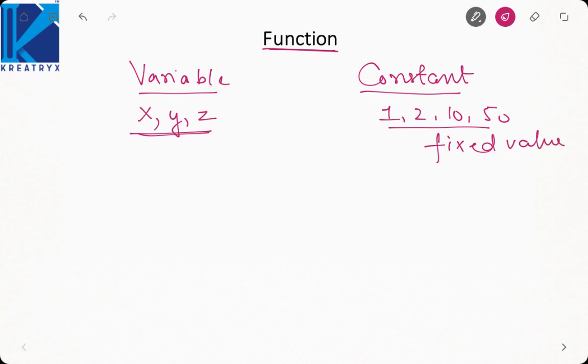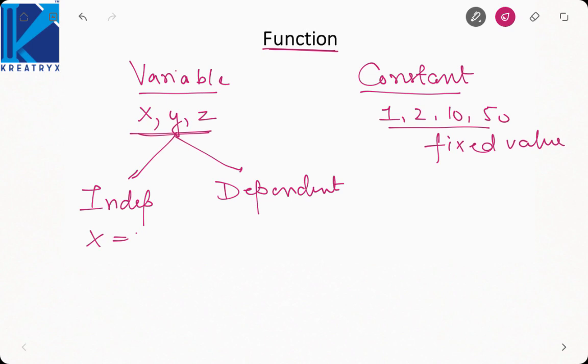Now in the case of variables we define two kinds of variable. One is known as the independent variable and the other is known as the dependent variable. What is meant by independent variable? Its value is not dependent on any other variable. That is, if I say x equal to 10, then the value of x is 10 and it does not depend on the values of y and z.